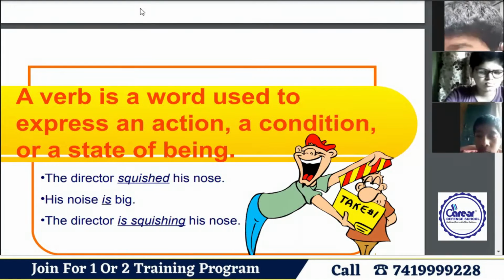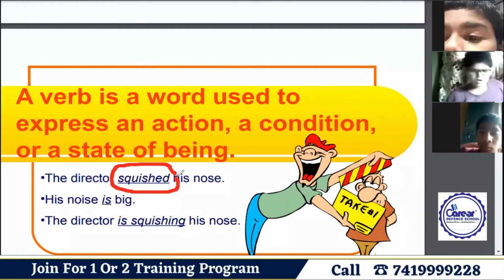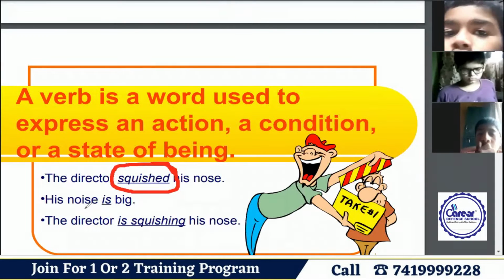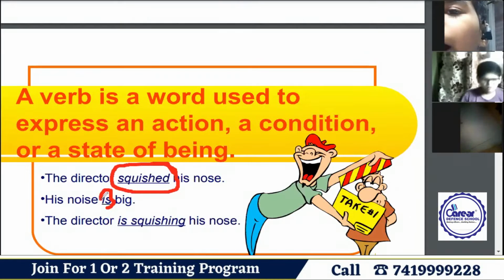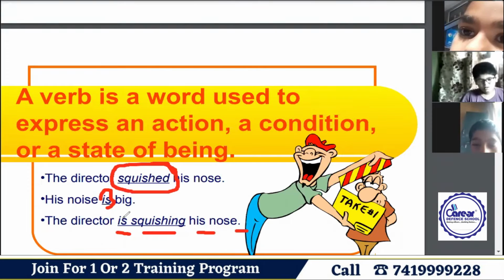Just see. Squished means some work was done. His nose is big. Is what? Again it's a verb, na? His nose is big. Is squishing his nose. A helping verb and a main verb are there. A helping verb always helps the main verb. So it's difficult for a main verb to stand alone.